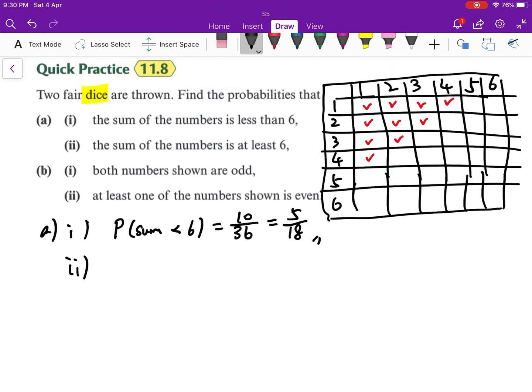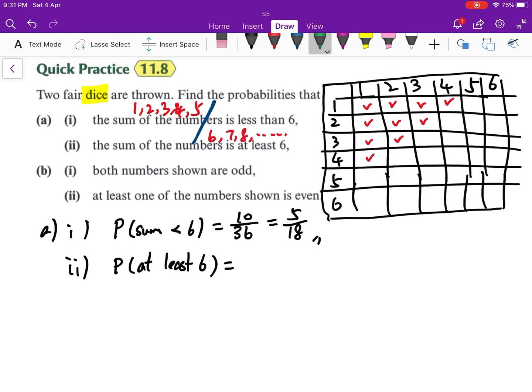Now A2. The sum is at least 6. Easy, okay? At least 6. What does it mean? At least 6 means it can be 6, can be more. That means 6, 7, 8, can be more. Less than 6 is 1, 2, 3, 4, 5. Can you see that? These two are complementary events. 1 to 5 and 6 or above.